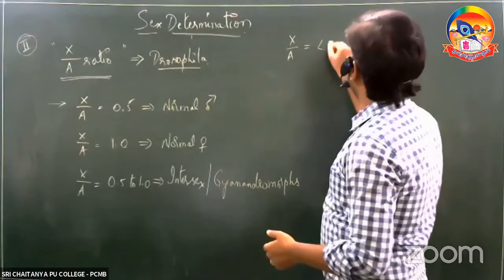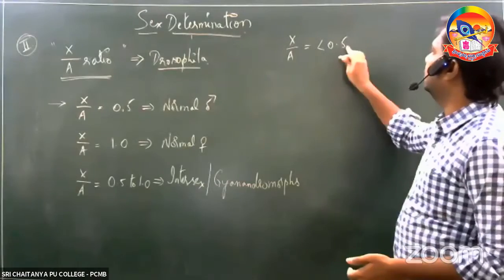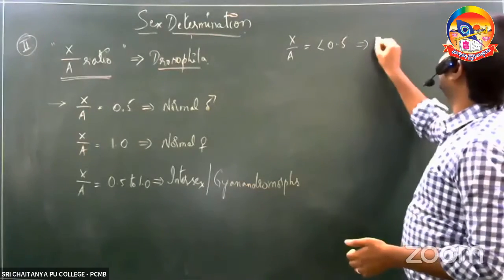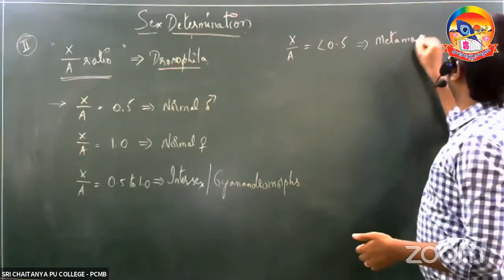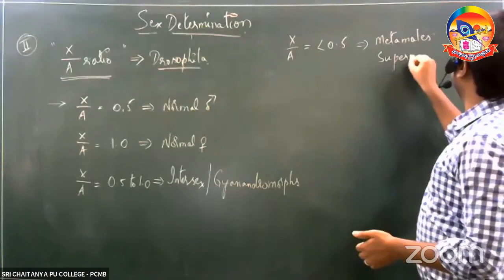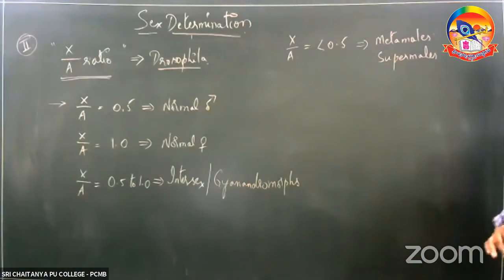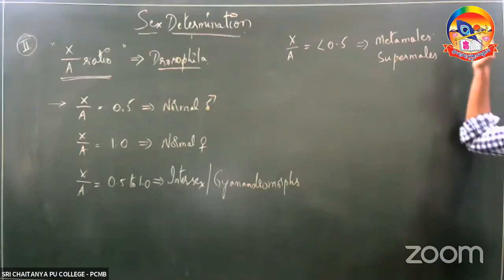If X by A ratio is less than 0.5, right? If X by A ratio is less than 0.5, such type of individuals, we start calling them as meta males, or we also call them as super males.